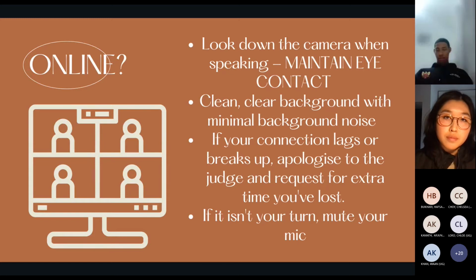Look directly at the camera when you're speaking. Try to maintain eye contact. Have a clean, clear background with minimal background noise. We're aware that some people are still at home, so it might not be as easy, but just try your best with what you can do. If your connection lags or breaks up, apologize to the judge and request the extra time that you lost. They're sure to give it to you. If it isn't your turn, mute your mic, so that whoever is speaking has the opportunity to speak with no distraction.